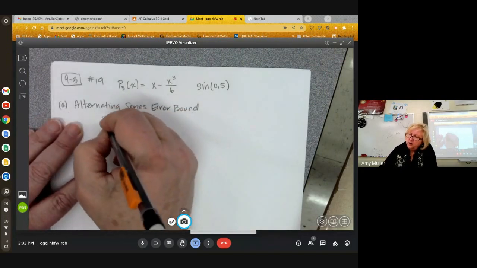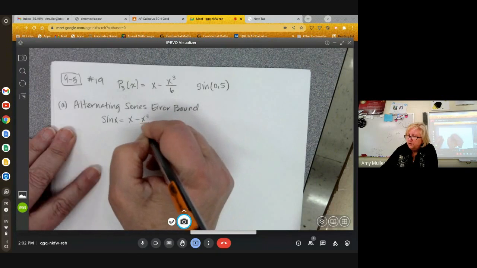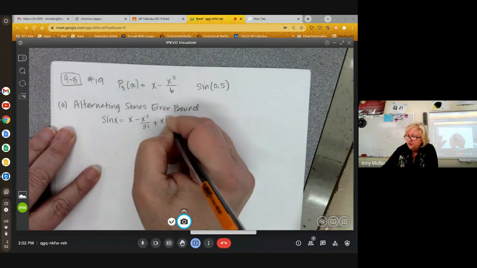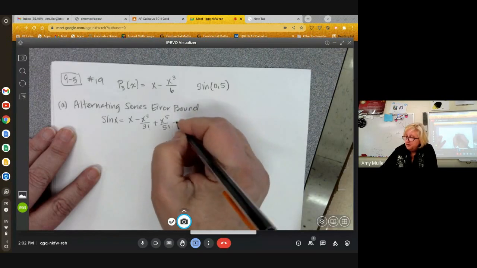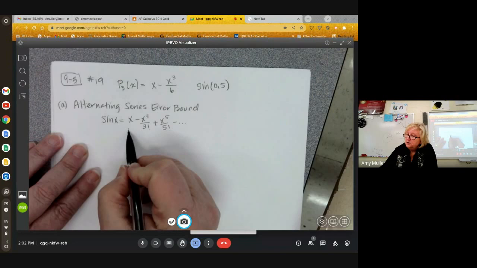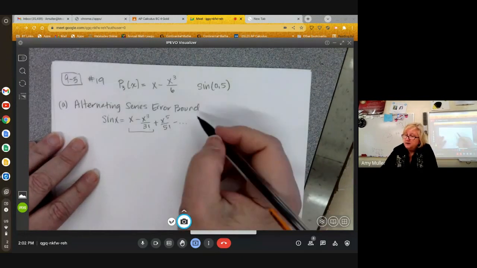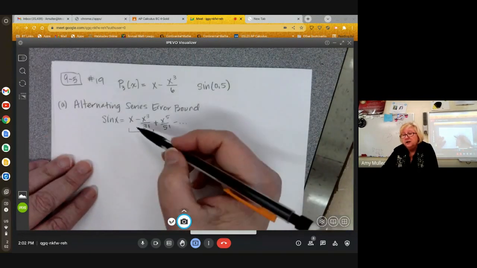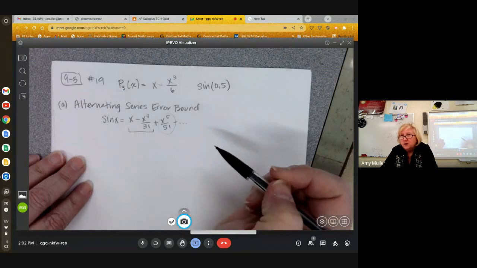Okay, so what is sine x equal? Sine x equals x minus x cubed over 3 factorial, right? Plus x to the 5th over 5 factorial minus, and so on, right? So this P3 means I'm just using this much of it. Agreed? Right. The alternating series error bound says, since this is an alternating series, clearly it is, I can use the very first term I threw in the trash to approximate my error.